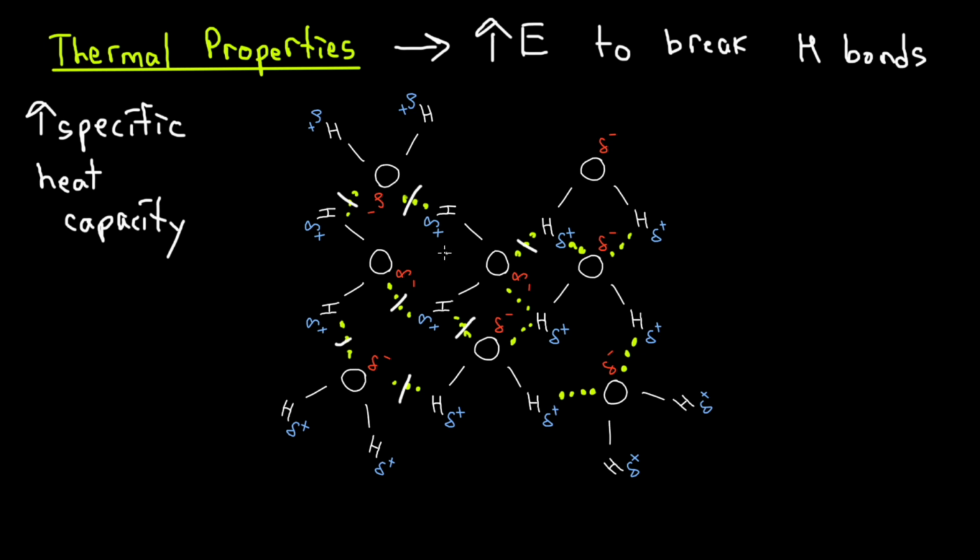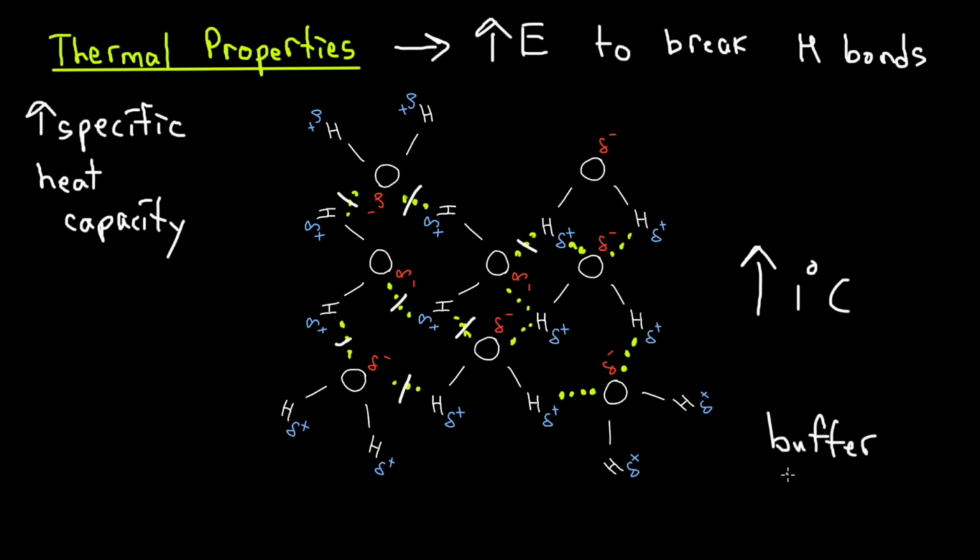So each degree Celsius that we want to raise the water temperature, we would have to implement a certain amount of heat. Now, that amount of heat is actually very high compared to other substances. Relatively, it is very high. We would need to input lots and lots of heat in order to raise it by 1 degree Celsius. So essentially, water with these thermal properties and the high specific heat capacity acts like a temperature buffer.